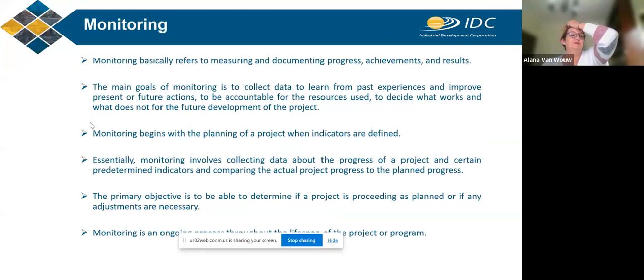Okay, monitoring basically refers to measuring and documenting processes, achievements and results. In the previous presentation, the achievements were laid out in a graph. Now that kind of fits into the main goal of monitoring. It's all about collecting, using, reusing, and learning from your data. As mentioned before, monitoring begins with the planning of a project, where the indicators are defined. The indicators are one of the key aspects when monitoring a project, because if your indicators are out, your planning will be out. Okay.